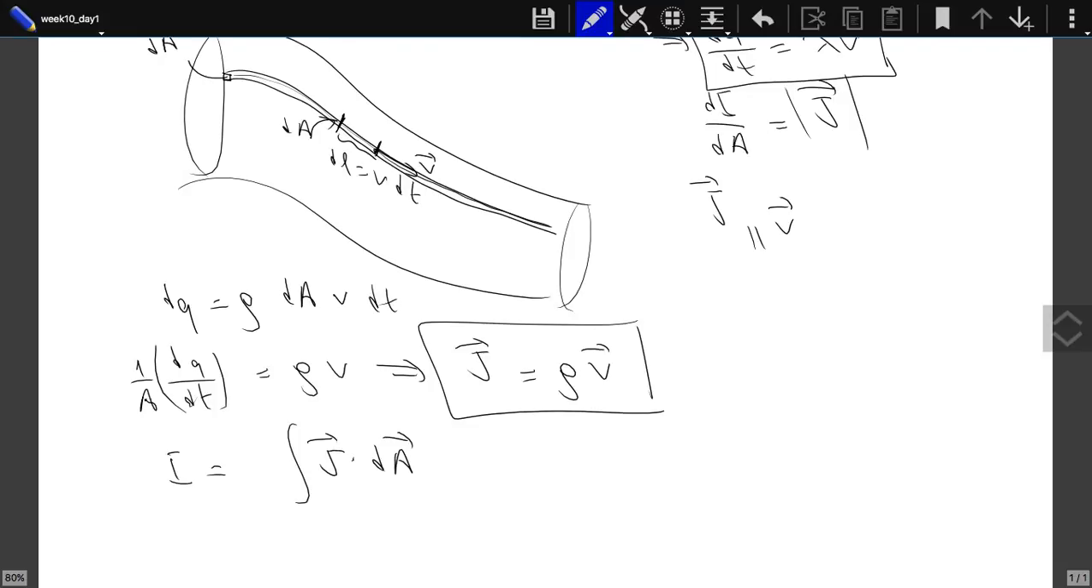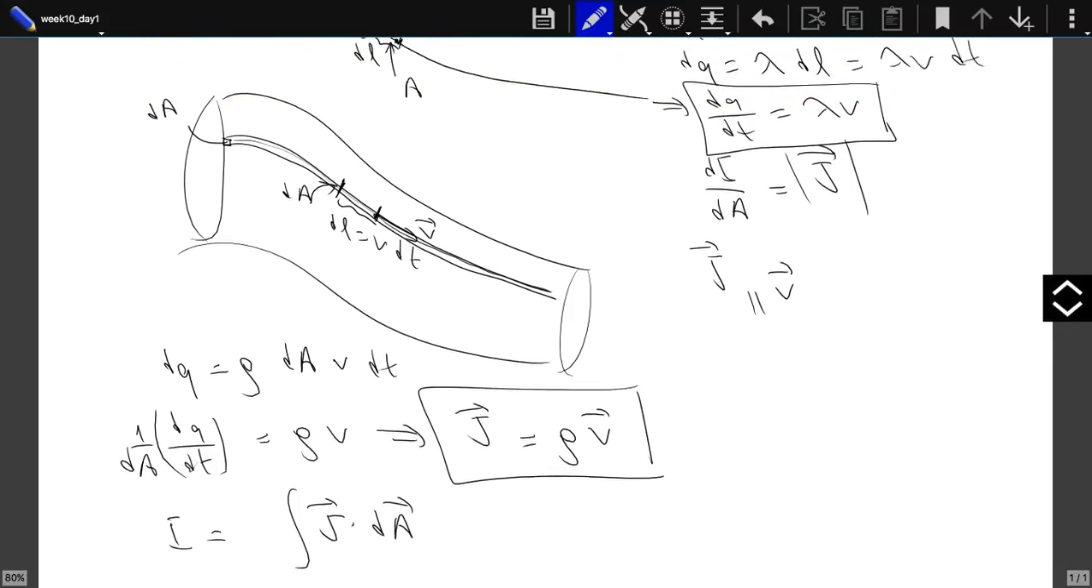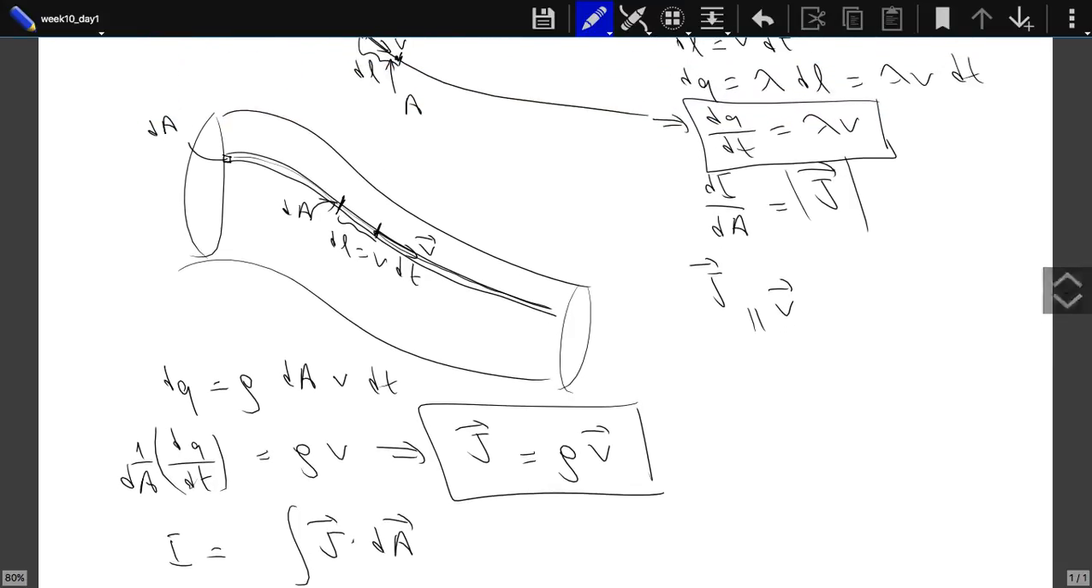Because you see the definition of J, just think of it like this. You have all these charged particles moving in one direction. Okay, so you can take an area. You can calculate the current passing through that area. And then you can define the current per unit area. This is what we call J. This is the current per unit area. So if you multiply it with the area, you get the current passing through that area.